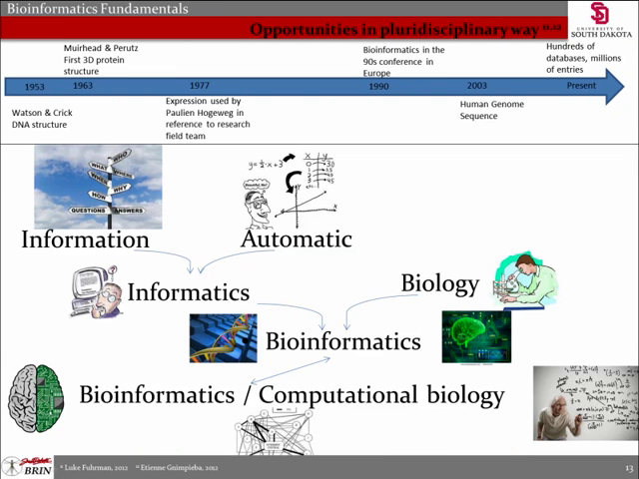At the top of this slide, we have a brief timeline of bioinformatics. It is hard to identify the beginning of bioinformatics as an idea or discipline. It could be the discovery of DNA structure by Watson and Crick in 1952, or the construction of the first 3D protein structure by Perutz and Kendrew in 1963.